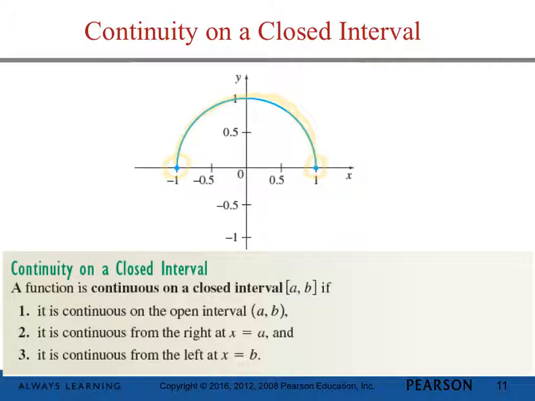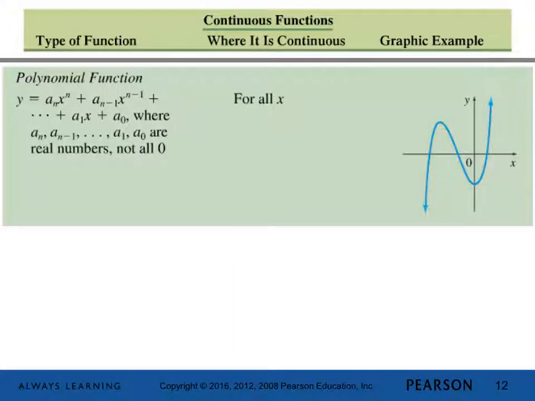It's continuous from the right at x equals a, whatever that number is. A is any number between the beginning point and the ending point. And it's continuous from the left at x equals b. So all we're saying is there's no difference in continuity for a closed interval and an open interval. You don't have to talk about continuity at the end points of the interval. That's really the gist of what that's saying.